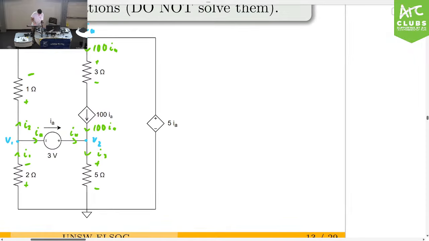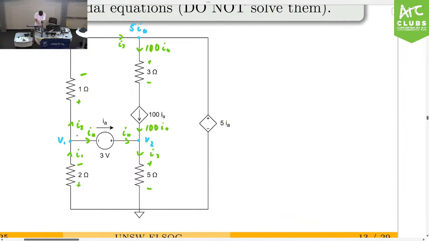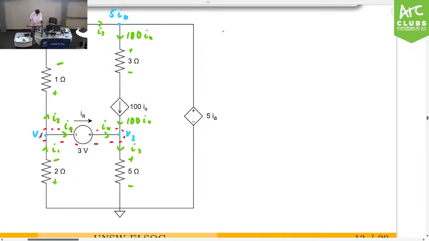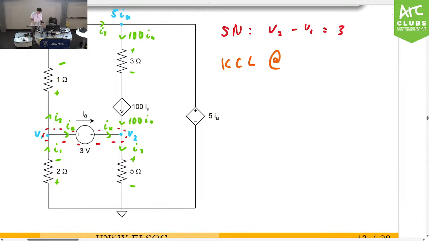So before we do our KCLs, we also have a supernode here. So let's combine these two nodes together. And basically, let's write our supernode constraint equation. So we have V2 is greater than V1. So we have V2 minus V1 is the voltage of the source, which is 3. Okay? Now, let's start by doing KCL and let's start with the supernode, okay?